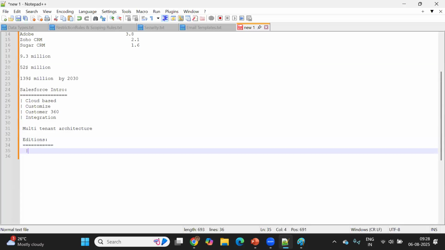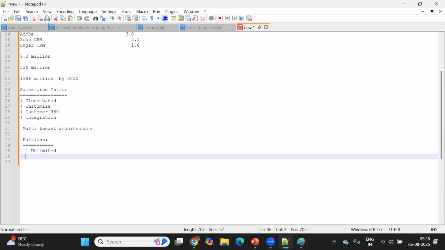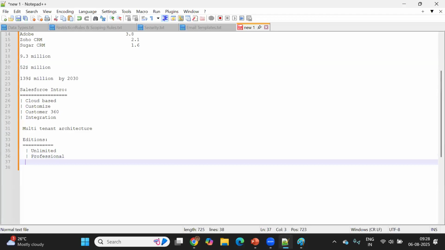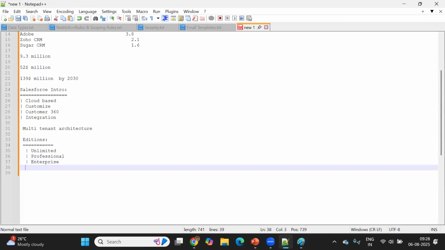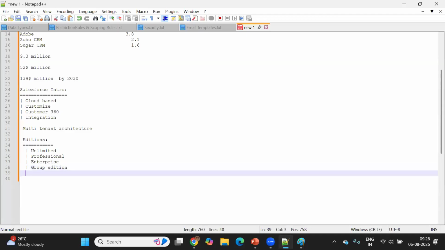The different editions we have are unlimited, professional, enterprise, group edition, and developer edition. So these are the different editions supported by Salesforce CRM. What do these editions mean?